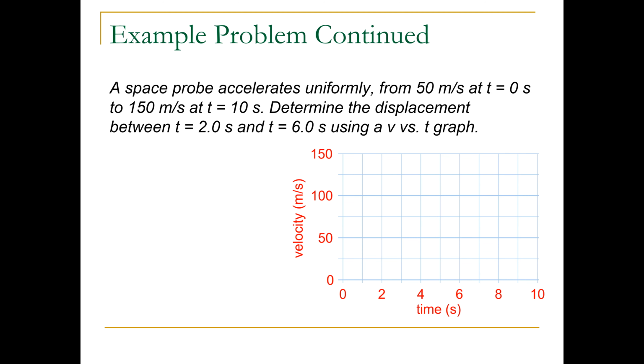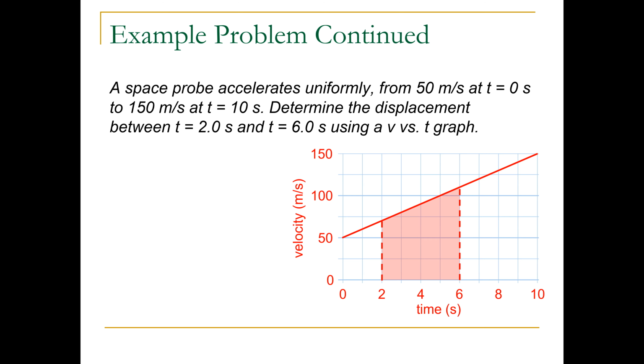So I've gone ahead and labeled the graph here, velocity on the y-axis, time on the x-axis. Here we have a line showing the motion. Since it's a uniform acceleration, I can draw a straight line, and we know it starts at 50 meters per second at 0 seconds, and it ends at 150 meters per second at 10 seconds. And I'm only looking at the segment between 2 and 6 seconds. So that is this shaded region.